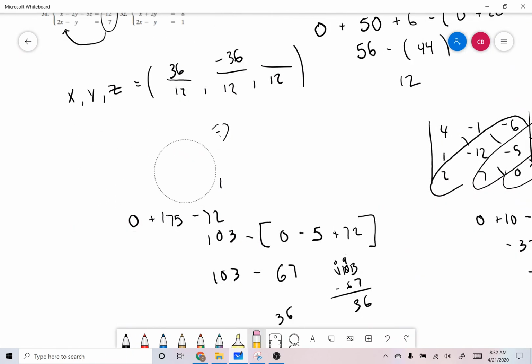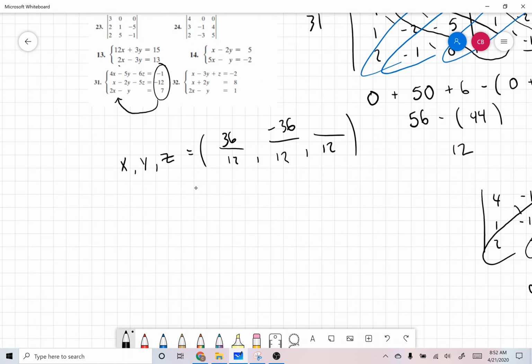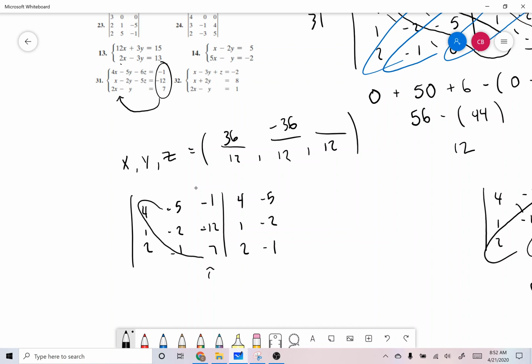So we're going to do this one more time for the z column. So as you can see, this doesn't really save us that much time. I mean, even if you were super quick, it wouldn't. But we have 4, 1, 2, negative 5, negative 2, negative 1. And replace the column negative 1, negative 12, and 7. This is the solution column now, z. We rewrite 1, 4, 1, 2, negative 5, negative 2, negative 1. Multiply this way. Oops.